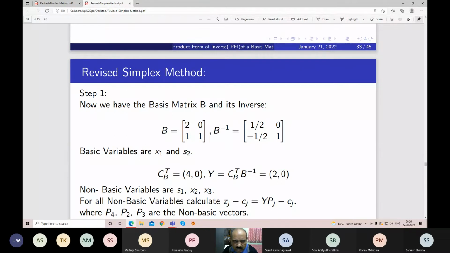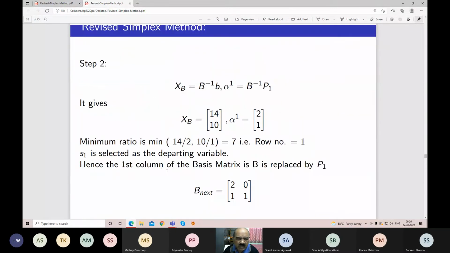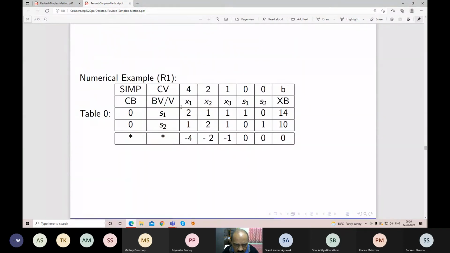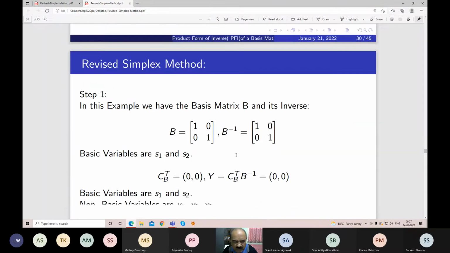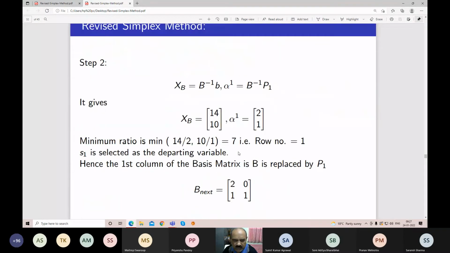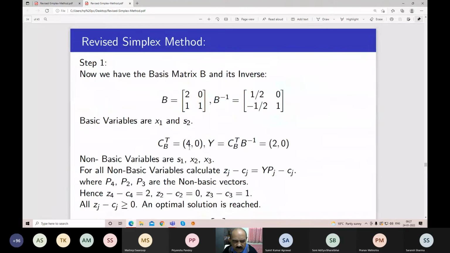What is CB transpose here? I want to explain. See, x1, what is the coefficient? The objective function coefficient of x1 is 4. This x1 in the basis matrix is taking this position. So for S1's position, the coefficient will be 4. This S2 coefficient is 0. That remains. So instead of 0 0, the coefficient is becoming 4 0.